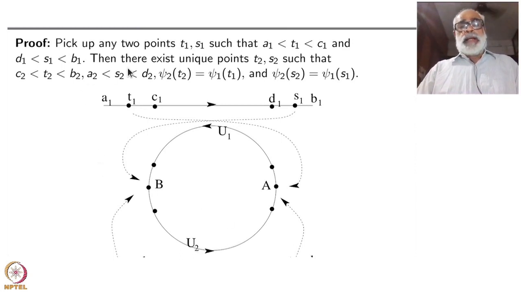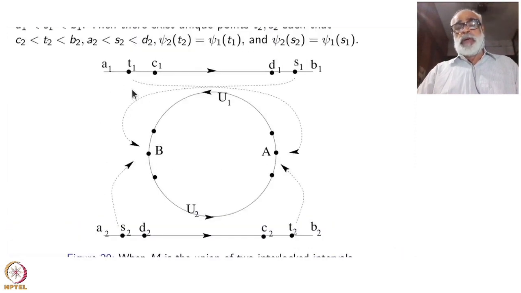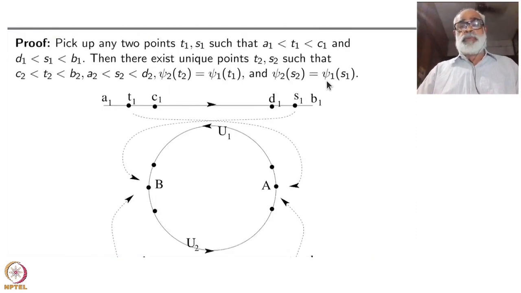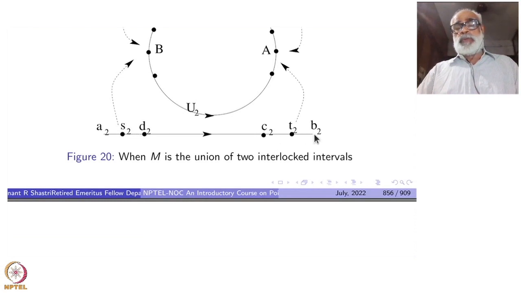So pick up any points T1, S1 as shown here, namely A1 less than T1 less than C1 and D1 less than S1 less than B1. Then there exist unique points T2 and S2. Look at the image of S1 here, and that is the image of something here, because this is a homeomorphism the other way. So there is a unique S2 here which comes to that one. So these are the points: Psi1 of T1 is this point, Psi1 of S1 is this point. They are also equal to Psi1 of Psi2 of S2 and Psi2 of T2 respectively. So clearly these T2 and S2 will be inside that A2 to D2 and C2 to B2, that's all.